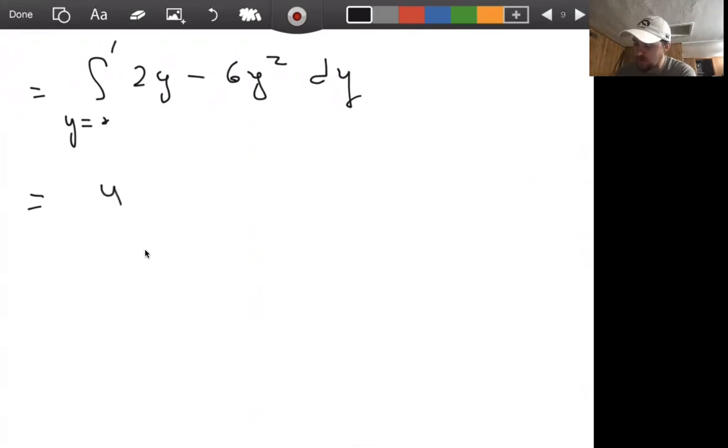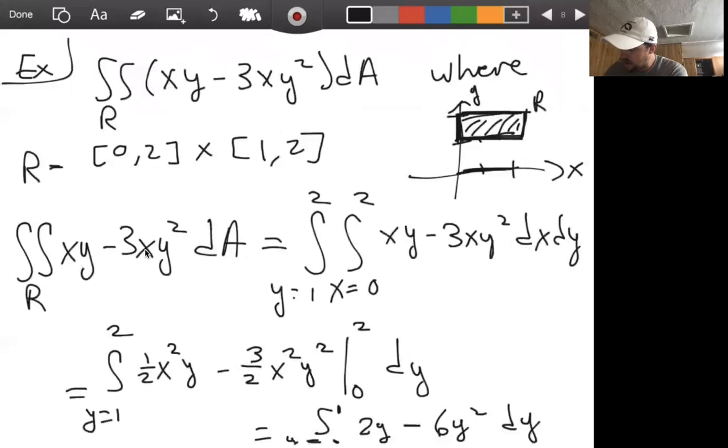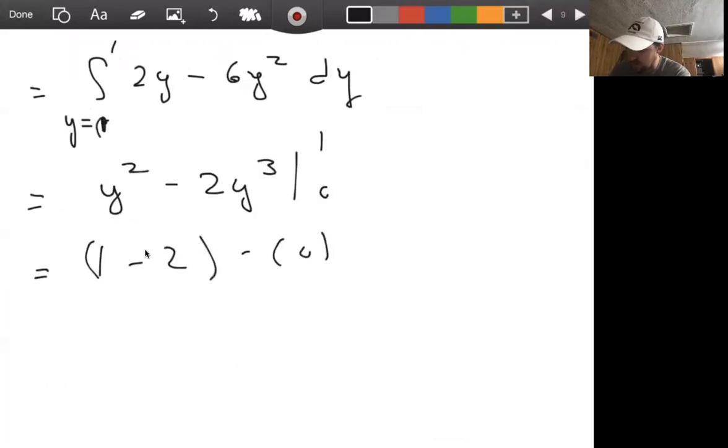And so when we integrate here, we get y squared minus 2y cubed from 0 to 1, which is 1 minus 2 minus 0, right? Oh, what am I doing? Where did I pick up 0 to 1? This should be 1 to 2, right? Look at our bounds here. Okay, so all the math was correct. I just copied the bounds wrong. So 1 to 2, and that'll change our answer slightly, right?